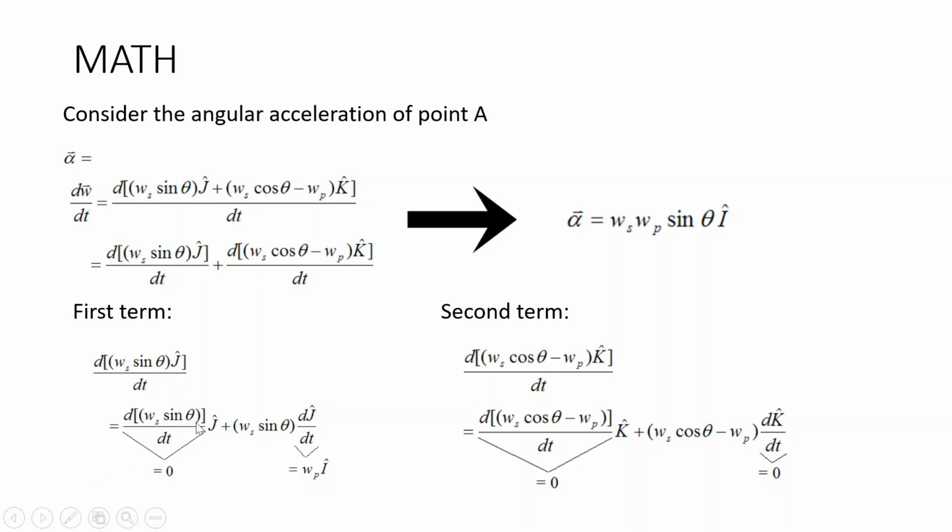Since this part and this part are constant, we get 0. And for these two parts, we use the property of vector differentiation and get the answer like this. So alpha is equal to omega s times omega p sine theta in the x direction.